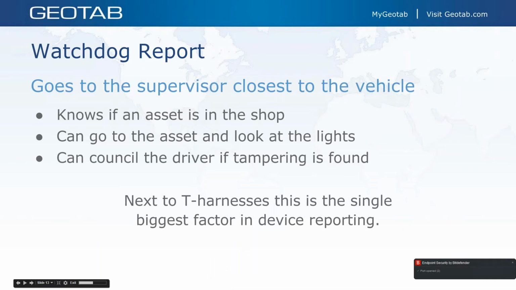Okay, the Watchdog Report, I think, is a couple of things. Let's go over them. I think that it's one of the most undersold and highly valuable reports that we have. Knowing when a vehicle communicates and when it doesn't communicate is critically important. I think that the Watchdog Report needs to go to the supervisor who is closest to the vehicle, because he would know if that asset's in the shop for repair. He can go out to the asset and look at the lights to see if the lights are on, and he can counsel the driver, terminate the driver, whatever the company policy is, if he finds that tampering is found. Next to the T-harness, I think this is the single biggest factor in device reporting numbers.